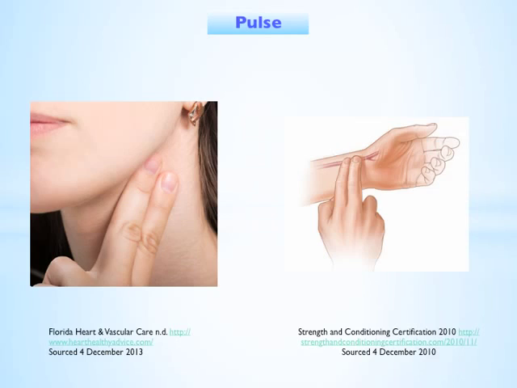We now go on to look at pulse. Pulse is the pressure wave that goes through blood vessels, and we can detect those at various places in our body. The two common places are the carotid artery in the neck and the radial artery in the wrist. And so these are the places where you'll be measuring your heart rate.